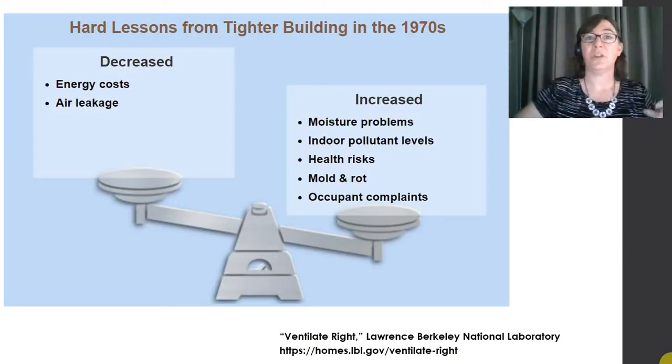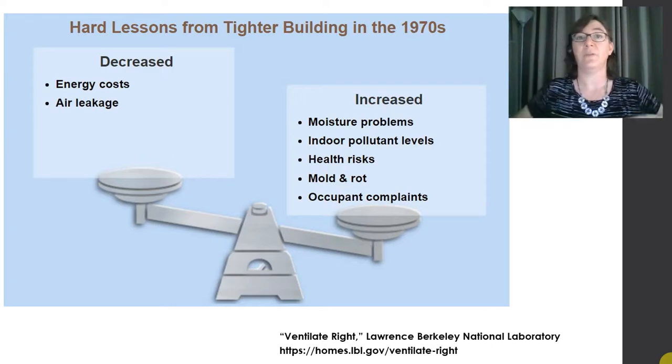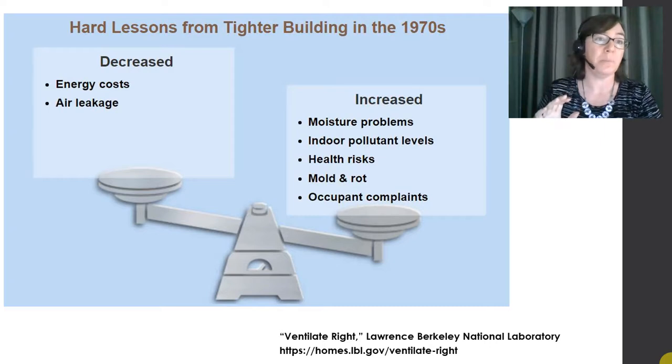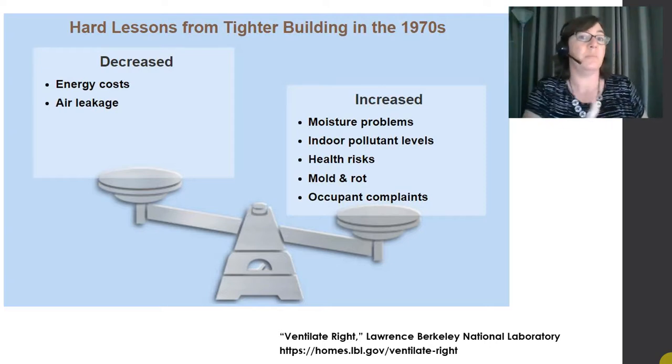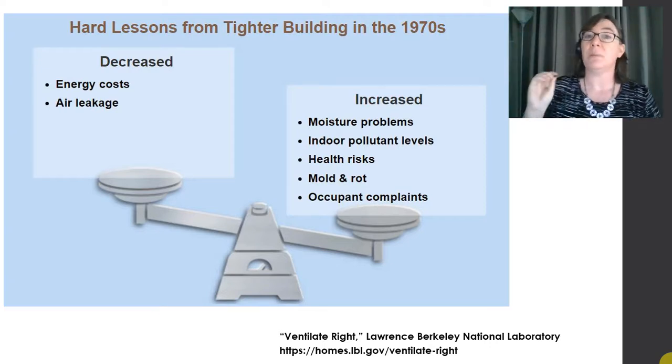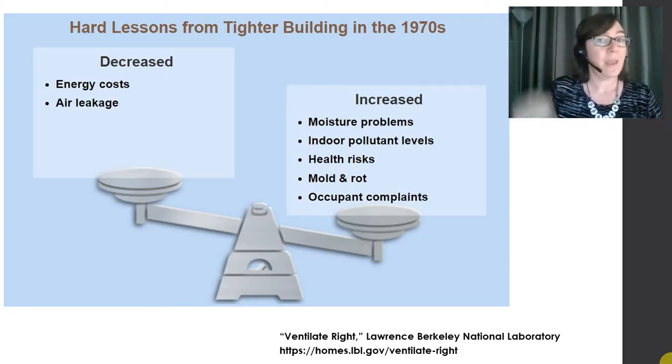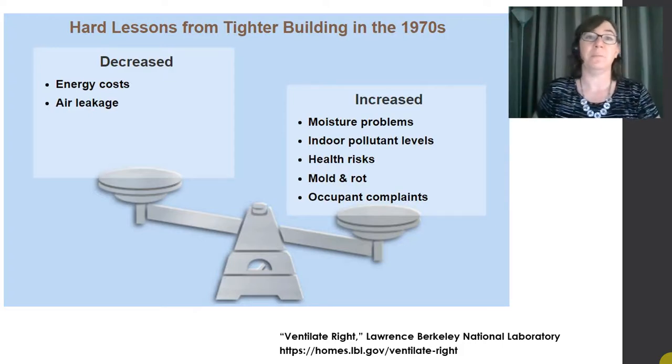Let's connect this discussion with energy efficiency. In the 1970s, we suddenly realized that we were pouring our heat and our cool out of our buildings, and we should build a tighter envelope. This decreased the energy costs, decreased the air leakage, but oh no, we ran into a lot of moisture problems. Indoor pollutant levels went through the roof, and there was health problems, mold problems, and lots of complaints.